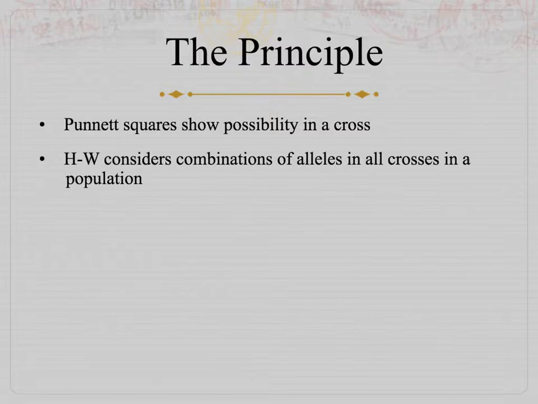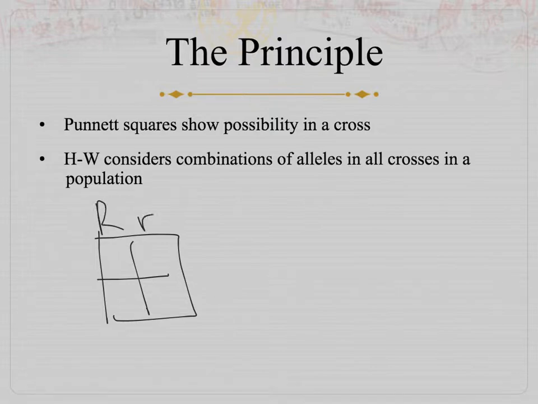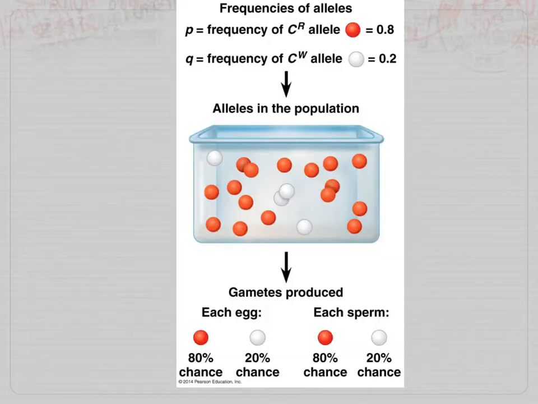And that just shows one possibility. Hardy-Weinberg is there to consider all combinations of all the alleles and all the crosses that could possibly happen in a population, because remember, we're looking at the gene pool. So when we do our Punnett square, we're only looking at mom and dad. But when we actually calculate the Hardy-Weinberg, we're looking at all of the population.